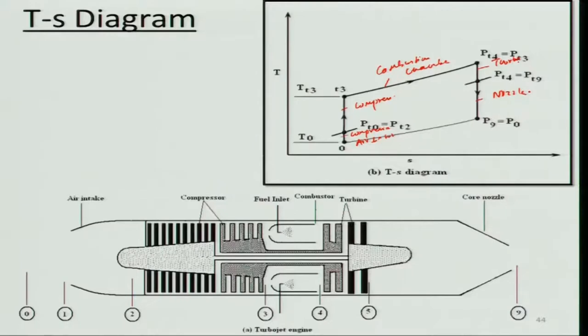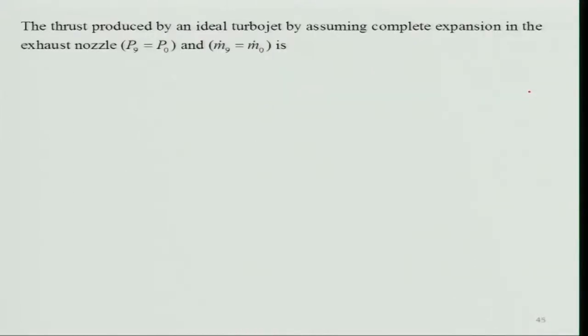Right, expansion is similar to what we had in the ramjet, only here you have a contribution from compression and a turbine, that's all. If you look at the PV diagram, it will be similar, only the division will be there in the compression and expansion process. So now we will use a similar methodology to derive the expression for the thrust.